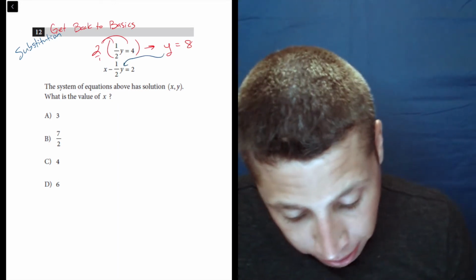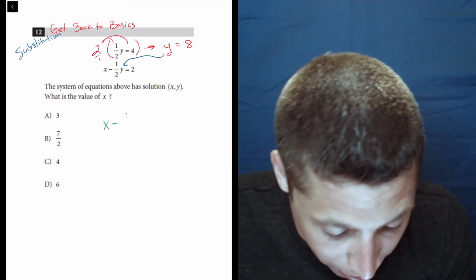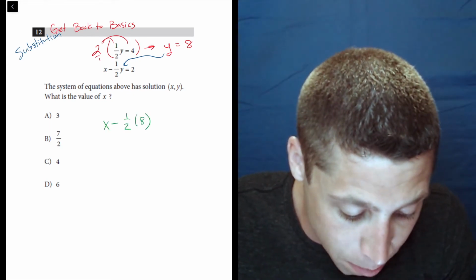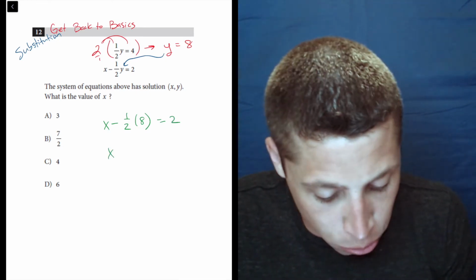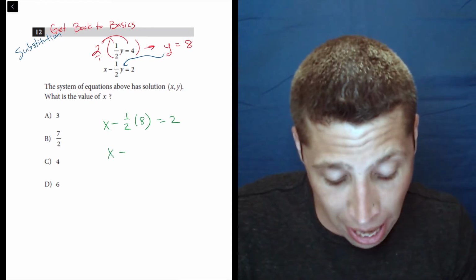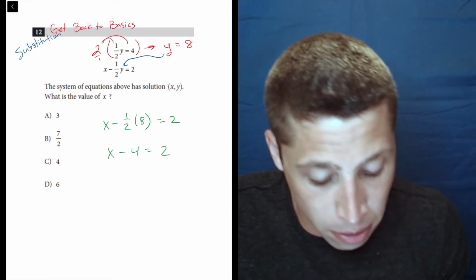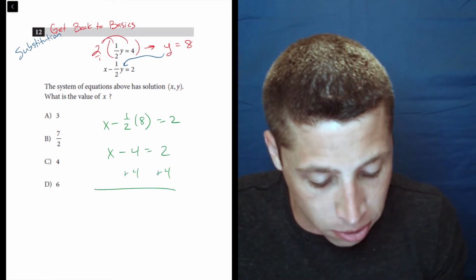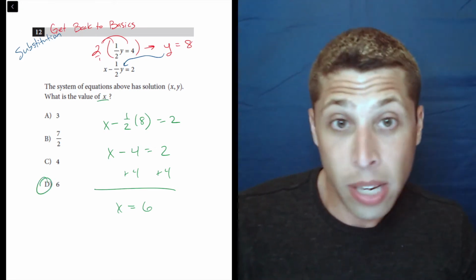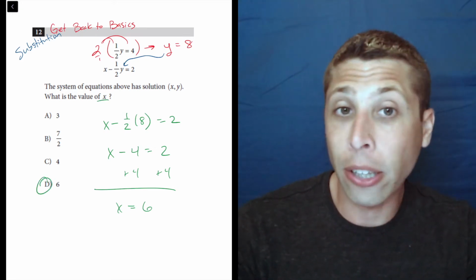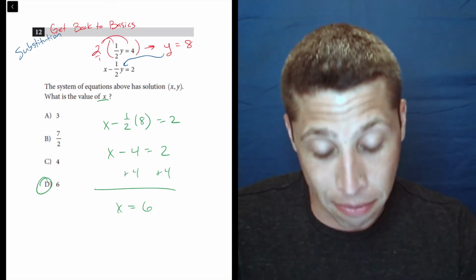So now I can rewrite this equation as x minus 1/2 of 8, because y is equal to 8, is equal to 2. And just do some normal simplifying here. 1/2 of 8 is 4, and then we add 4 to both sides to get that x is equal to 6, and that's what they want. So D is the answer, that's it. And that does not take very long, totally safe.